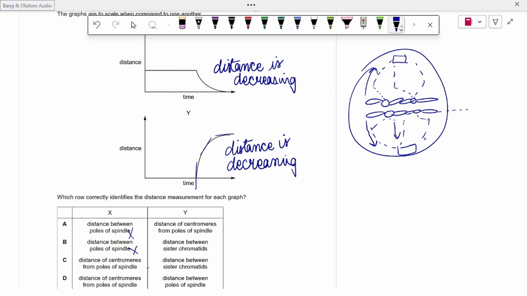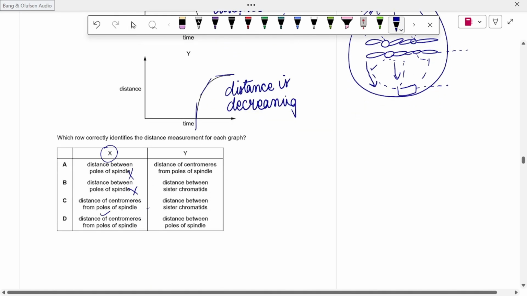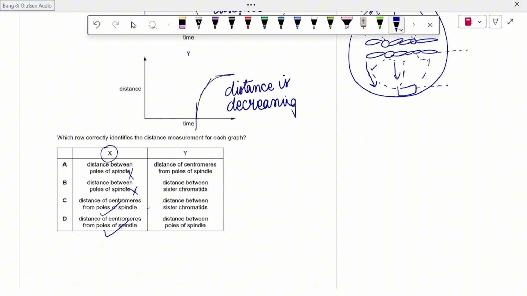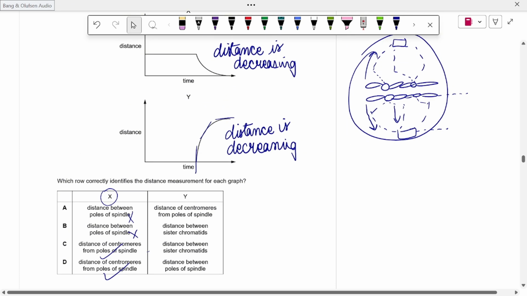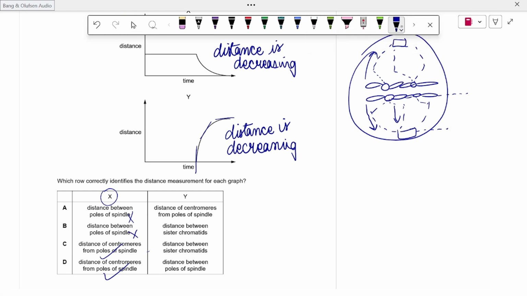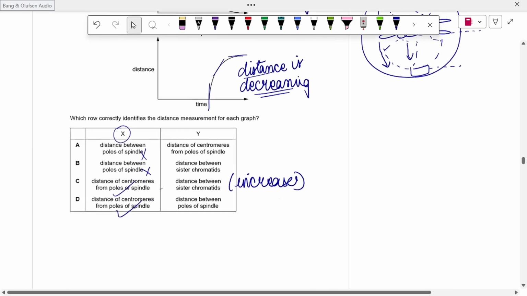Distance between your centromere and your poles of spindle, ये decrease होता जाएगा eventually. So this is X. X वाला ग्राफ है ये. Y क्या होगा? Y में भी आपका distance decrease कर रहा है. Distance of centromere from the poles of spindle. Distance between sister chromatid and distance between poles of spindle. Distance between sister chromatid, इसको क्या होगा? आपका centromere divide करेगा and it will start to move towards the opposite pole. So distance between your sister chromatid will increase. यहाँ पे increase आएगा. But your graph is showing a decrease in distance. Hence, your correct option is D.